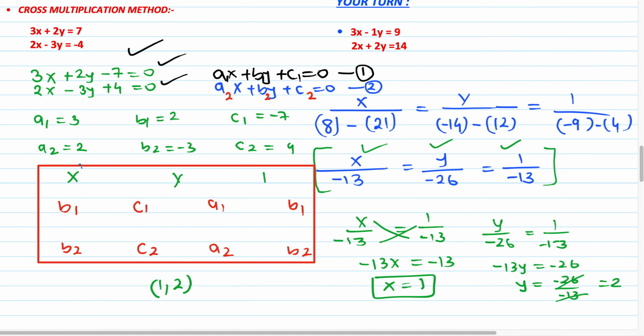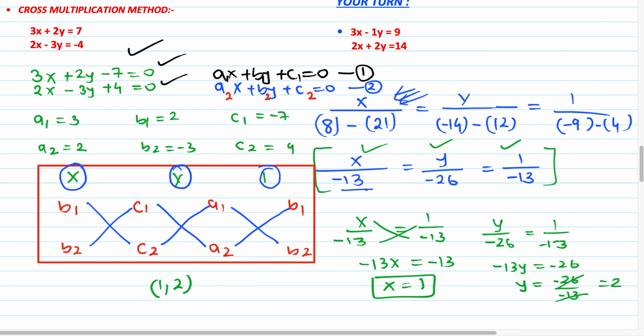You first write down x, and then it will start with b1 b2, then c1 c2, then a1 a2, and then b1 b2, and then y, and then 1. For x, it will be this into this minus this into this. For y, it will be this into this minus this into this. And for 1, this into this minus this into this. And then you can frame the equation here, simplify and get the answer.